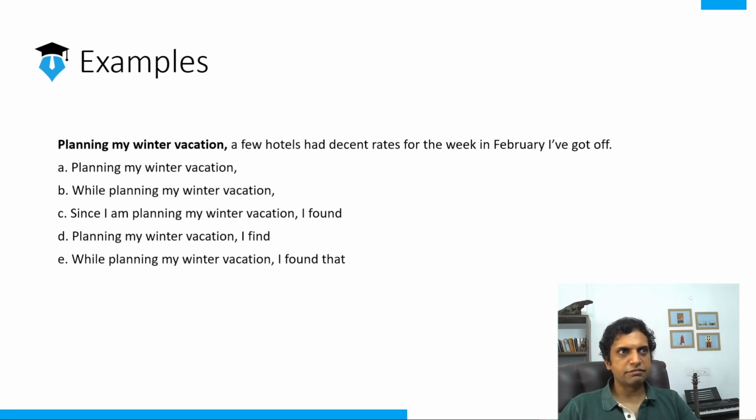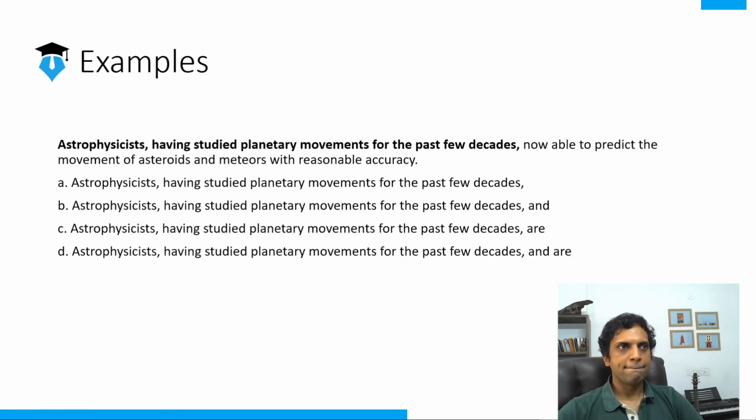So what have we done here? We've just added the subject of the modifier next to it before the rest of the sentence. So E is the right answer. One last example. Astrophysicists, having studied planetary movements for the past few decades, now able to predict the movement of asteroids and meteors with reasonable accuracy.